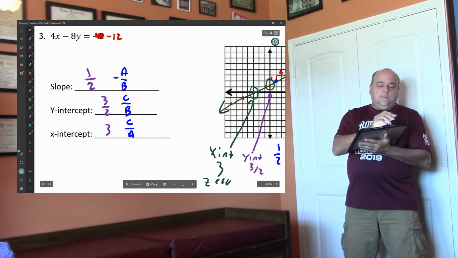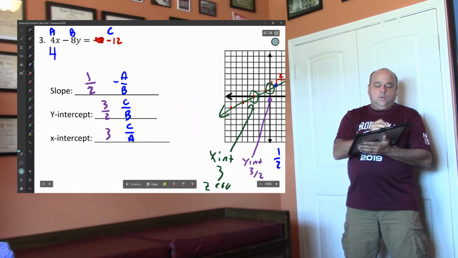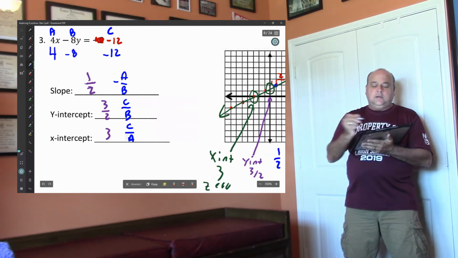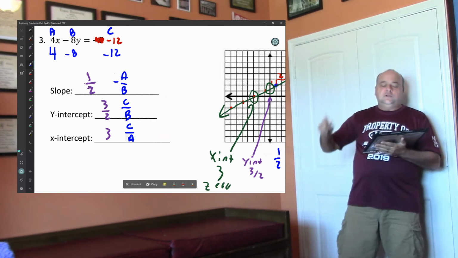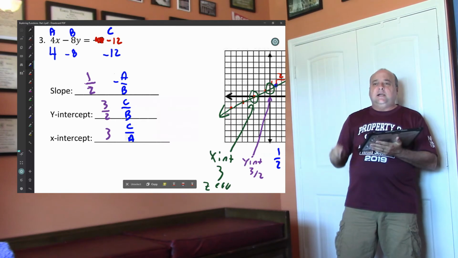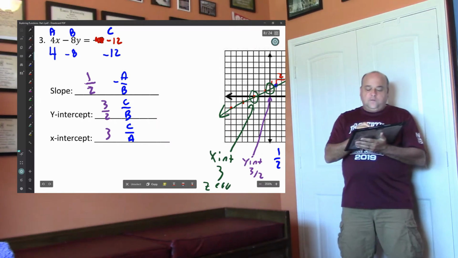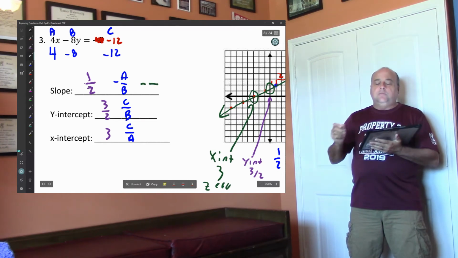Now we're going to go above this equation and write down A, B, and C. A was 4, B was negative 8, and C was negative 12, wasn't it? So A is equal to 4, B is equal to negative 8, C is equal to negative 12. Now let's make these fractions. So for the slope, I'm going to put negative, fraction bar.